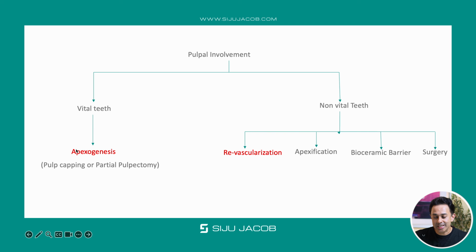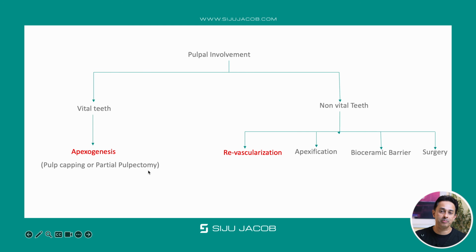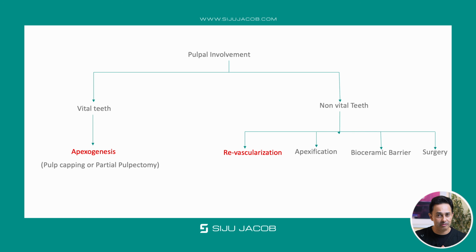Remember that apexogenesis is our attempt to preserve whatever vitality is already there. So the tooth is partially or completely vital to start with. So our goal in apexogenesis is to preserve that vitality. That's why we do either pulp capping or partial pulpectomy and allow whatever vitality is still there to continue. Whereas with revascularization, you are dealing with teeth which are already non-vital. So there is no vitality left. There is no pulp left. Our goal is to regenerate the pulp and then hope that that pulp will continue to function like a normal pulp. So this is a key differentiation.